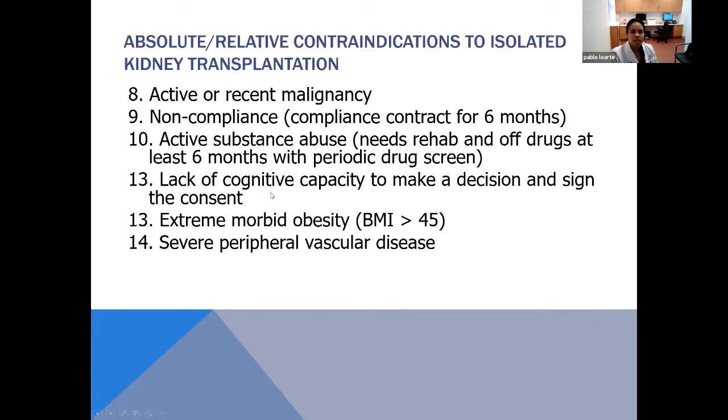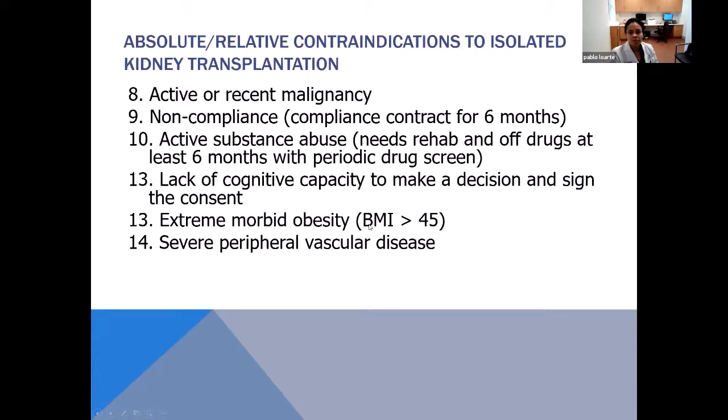If a patient lacks cognitive capacity and they cannot make decisions or sign consent, this one varies. Like if it is a patient with a history of mental retardation, but they have very good social support, their parents or siblings take care of them and help with their medications, we do transplant those patients. But if it is an elderly patient with advanced dementia and they lack capacity, we would not consider these patients for transplant.